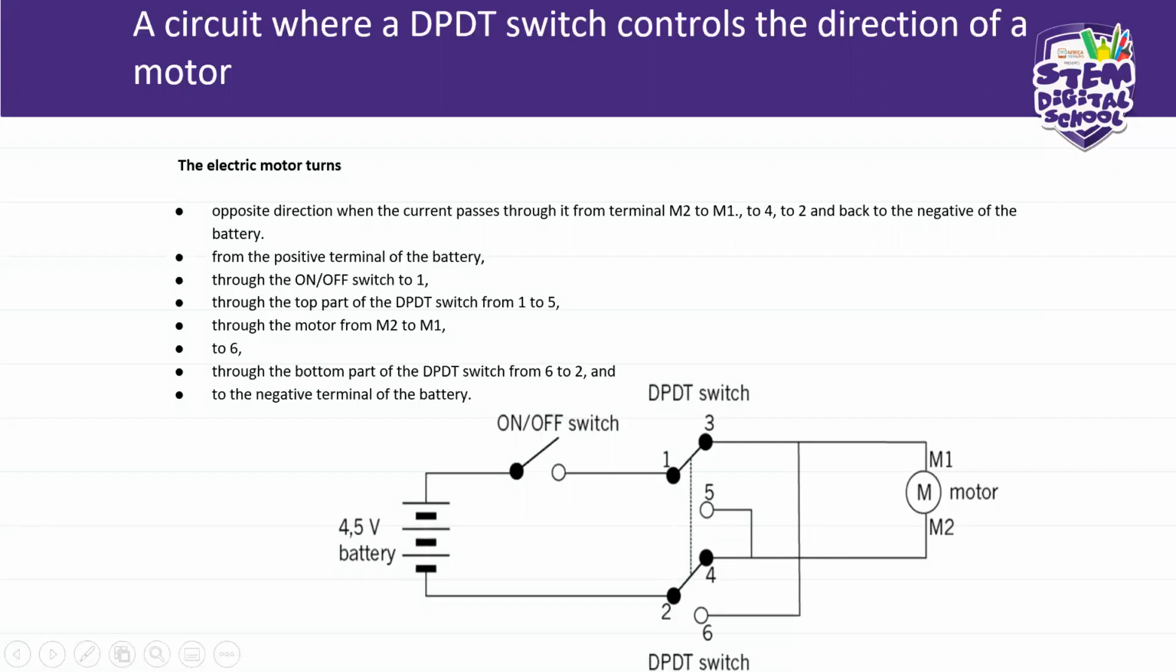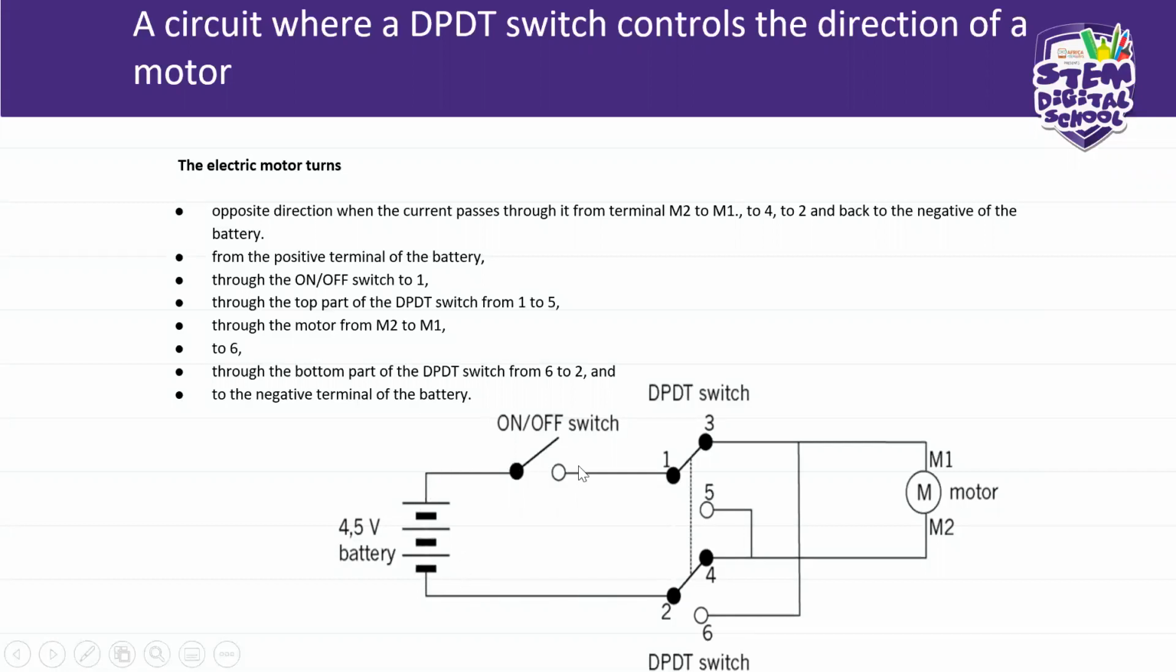Right? And then to 5, then it goes, where am I clicking? It goes to M2, then to M1. And then from M1, it moves down to 6, through the bottom part, and then from 6 to 2, when the pole is on this throw. When you close here, it goes to 2 and to the negative terminal of the battery.